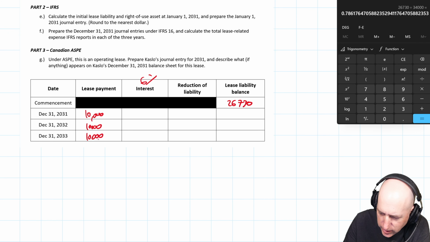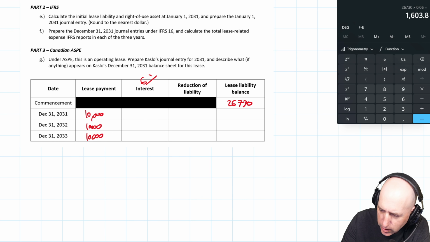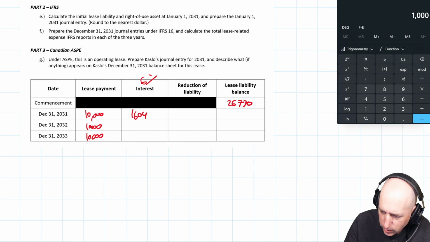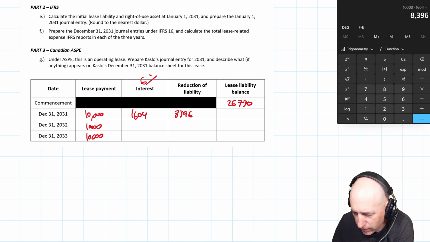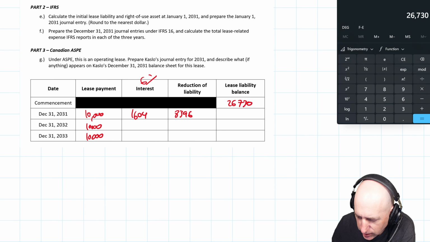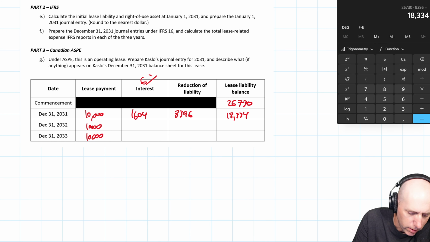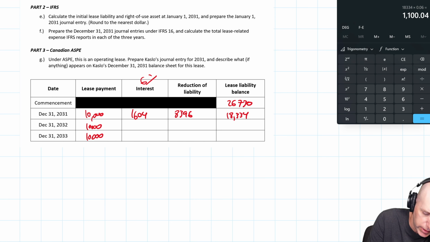Okay, so 26,730 times 6% means our interest is $1,604. We make a $10,000 payment. $1,604 covers the interest, so $83.96 goes to reduce the liability. So we were at $26,730 minus $83.96 means we're at $18,334. Okay, we're at $18,334, 6% interest for the next year.